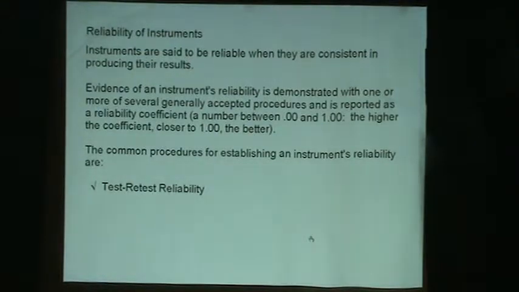Now, there are 4 types of reliability, and if you have already looked at the validity tape, there were 4 types of validity also. And we're going to go through each of those. The first type is called test-retest reliability.